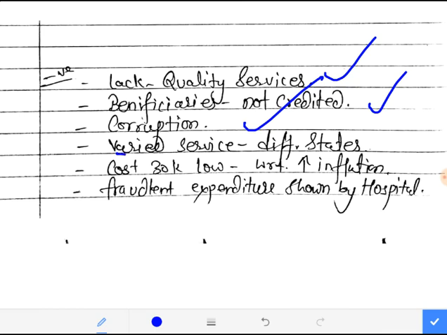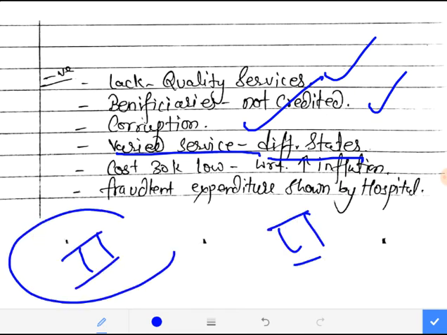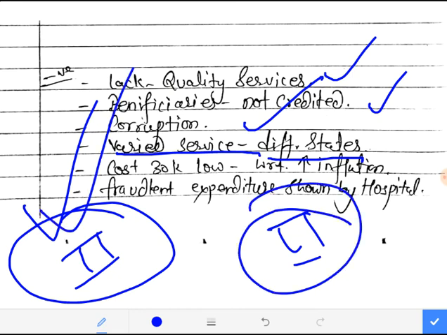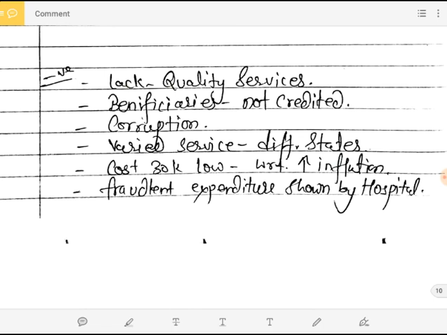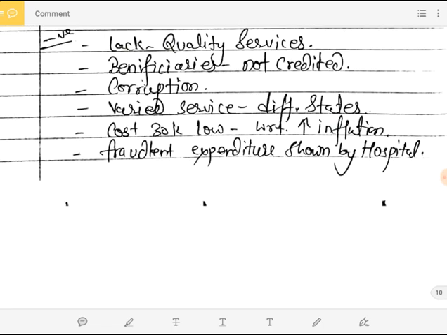Next, varied services are being seen in different states. Say for example, tier 2 cities are there, right? But if the infrastructure level and the population level of one tier 2 city is huge compared to another tier 2 city, then it is being seen that the amount of services in it is greater, right? See, these kinds of things must not happen, right? Means there must be a homogenized type of service delivery to every state.